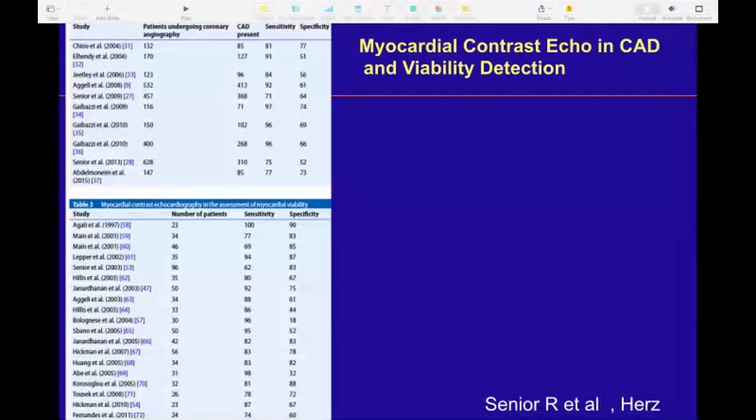Now, this has been looked at in numerous studies. A lot of centers have done some pioneering work in this. This is just a summary for coronary artery disease and viability assessment. And here again is a fundamental concept which I'll take a minute to explain for all the fellows: with myocardial contrast echocardiography, we are looking at microvascular perfusion and integrity.